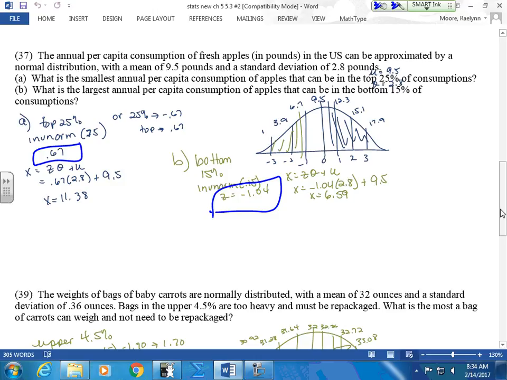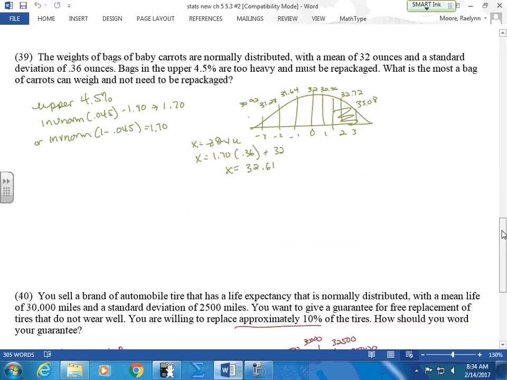And look up your bottom 15% and plug that in. Make sure you round your z-scores to 2 decimals. Don't give me 1 decimal place on those z-scores. I'm going to start taking points off. 39.